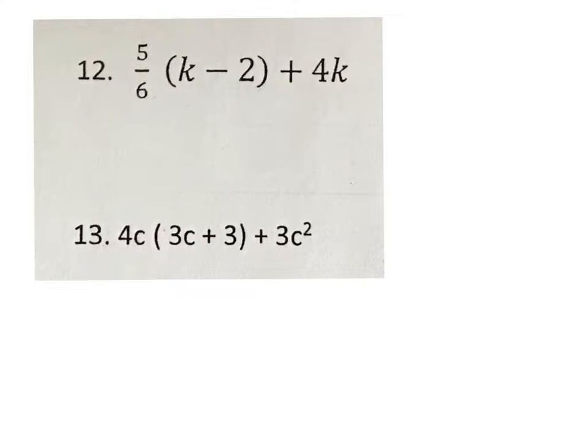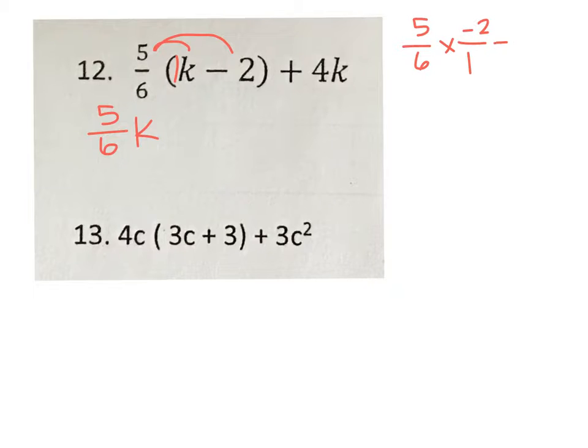Okay, so now we're going over the back of the formative review. So for number 12, we need to start by distributing that 5/6 in to the k and into this -2. So remember, this k really has a 1 coefficient, so 5/6 times 1 is 5/6. Okay, and then 5/6 times -2, I'm just going to do it off to the side.